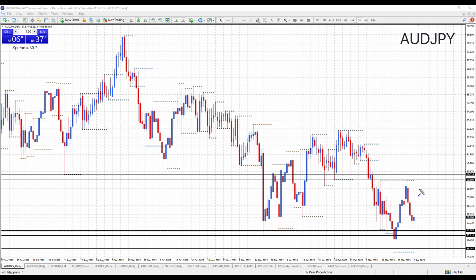I'm on the Aussie Yen day chart, got my monthly, weekly, day support and resistance levels all drawn in. They're referenced in the description below. I'll just discuss the ones closest to price action. Now last week the Aussie Yen came up and failed at 90.18, possibly creating a double top here. So we're going to see a longer term decline.